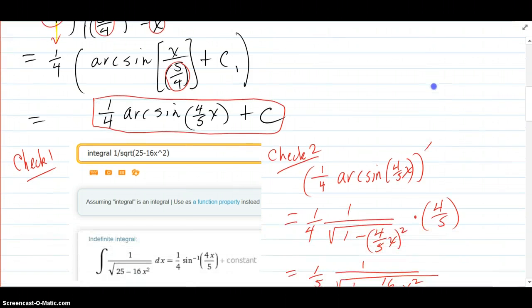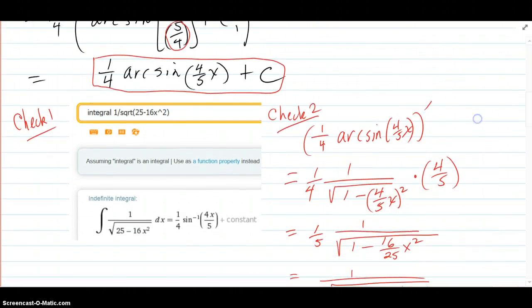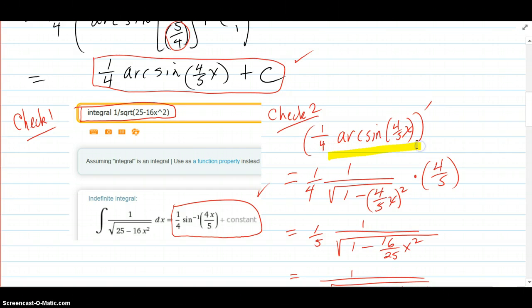Okay, check it. Check number 1. As usual, put in the Wolfram Alpha the integral of the original problem there. Sure enough, it says it's 1/4 arc sine 4x over 5 plus a constant. That checks out. Of course, you can also check it out by taking your answer and take the derivative of it, which you could do in Wolfram Alpha or by hand.